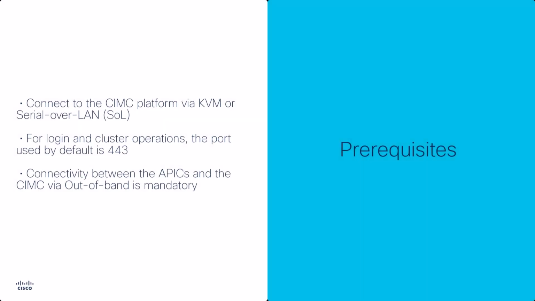Prerequisites. The APIC image is already deployed and CIMC is running. Connect to the CIMC platform via KVM or connect via serial over LAN, SOL, after enabling the CIMC. For logging and cluster operations, the default port is 443, that belongs to HTTPS. Other ports are not supported. For the physical APIC cluster, configure the out-of-band address for APIC 1. Ensure that the CIMC address of all the APICs in the cluster are reachable via the out-of-band address of APIC 1. It is a mandatory step.